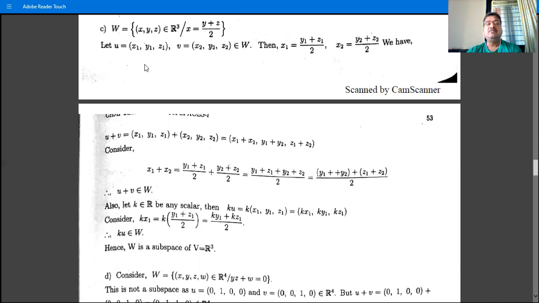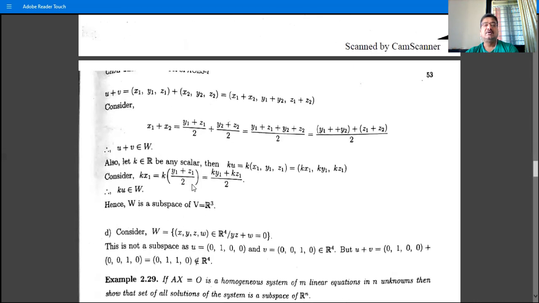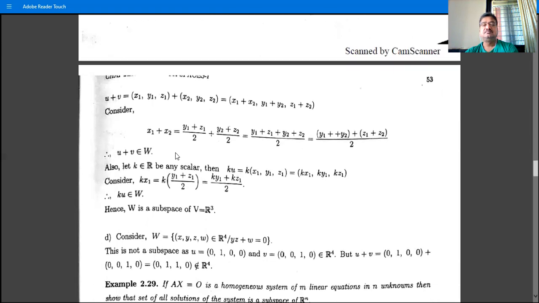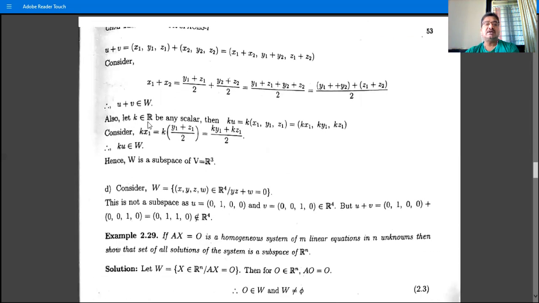As u bar and v bar, for all u bar and v bar belonging to W, because u and v are any two elements of W and their addition belongs to W. So the first property, that W is closed for addition, is true. Now take k as any element of R, that is a real number, a scalar, any scalar.